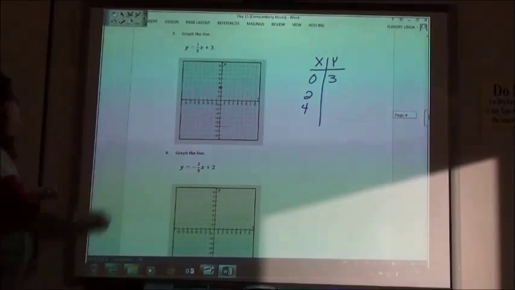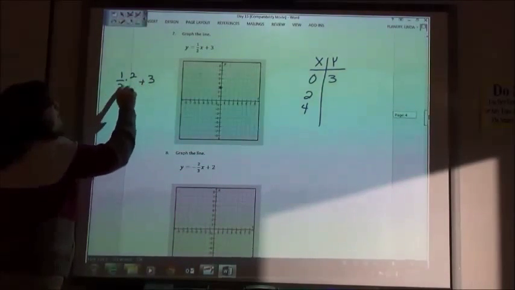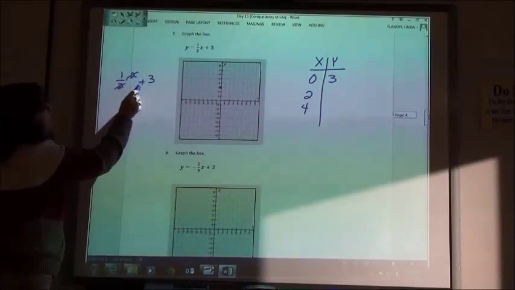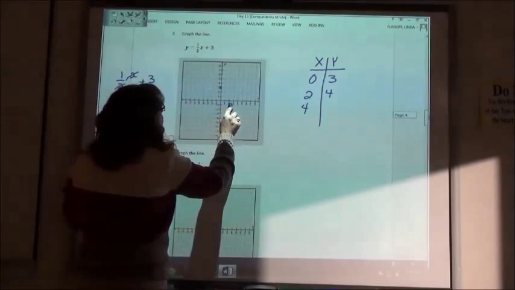And then I'm going to put the 2 in there. So 1/2 times 2 plus 3. Here the 2's would cancel. 1 plus 3 would give me 4. So over 2 and up 4.